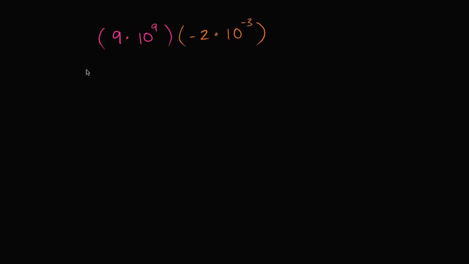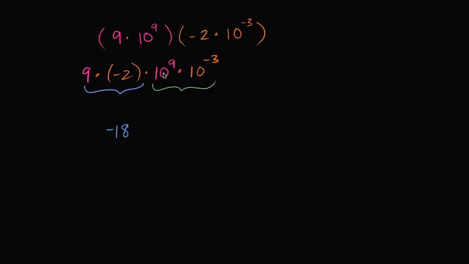So if I were to change the order, we could write this as 9 times negative 2 times 10 to the ninth power times 10 to the negative third power. Now what's 9 times negative 2? Well, 9 times 2 is 18. 9 times negative 2 is going to be negative 18. So that's negative 18. And what is 10 to the ninth times 10 to the negative 3?